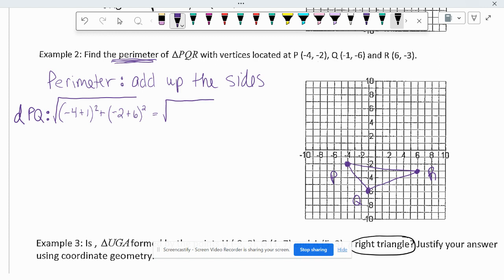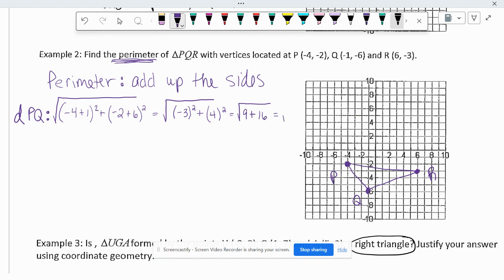So -4 plus 1 is, anyone? -3. So I have -3 squared plus -2 plus 6, anyone? 4, quantity squared. So what is -3 when I square it? -3 times -3 is +9. +4 times +4 is 16.